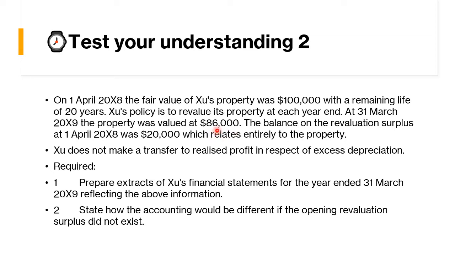Now we have to calculate the profit or loss. Here it is a loss. The balance on the revaluation surplus at 1st April 2008 was 20,000. So in the earlier revaluation we have some surplus, that is 20,000, which relates entirely to this property. So we will utilize this amount. Zoo does not make a transfer to realized profit in respect of excess depreciation.